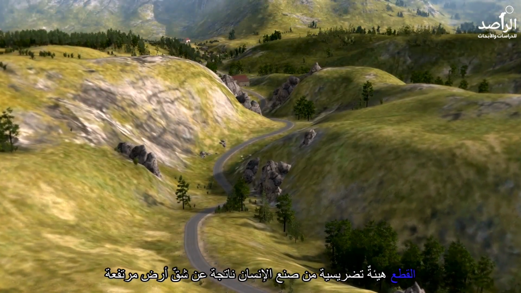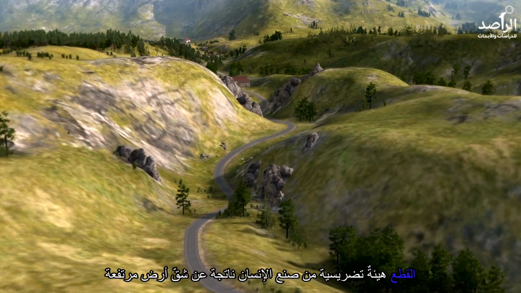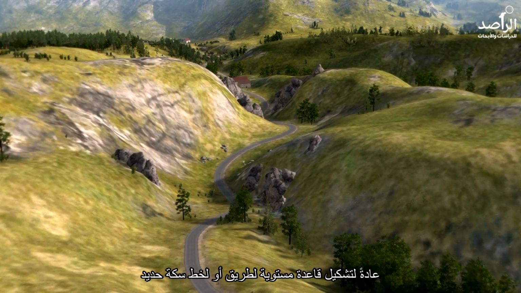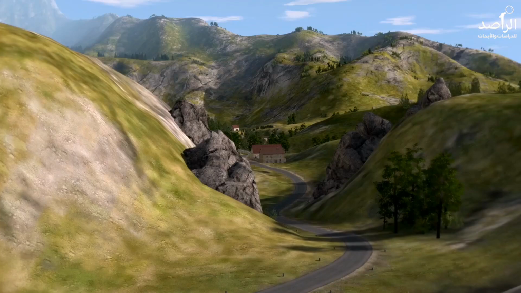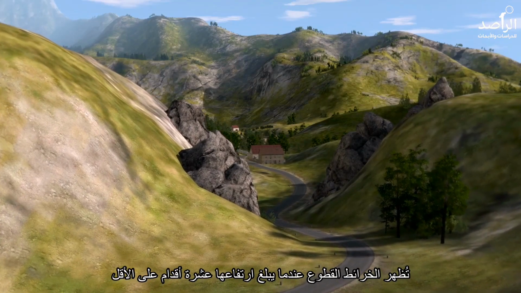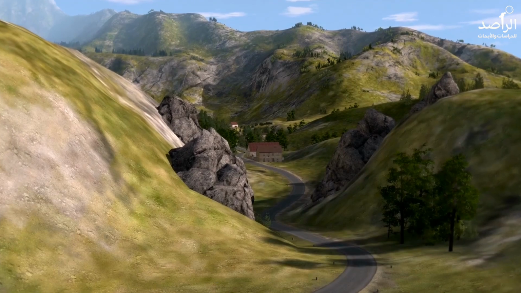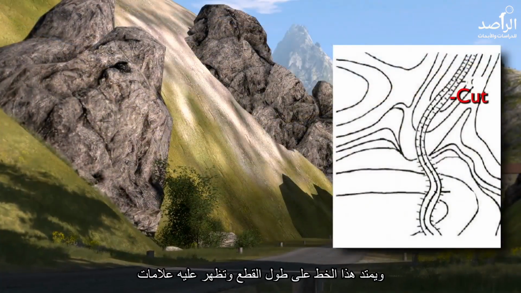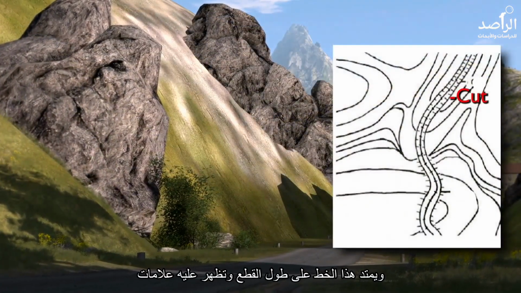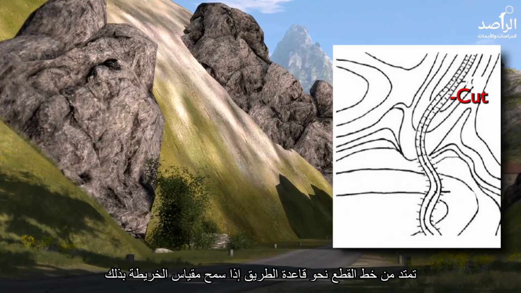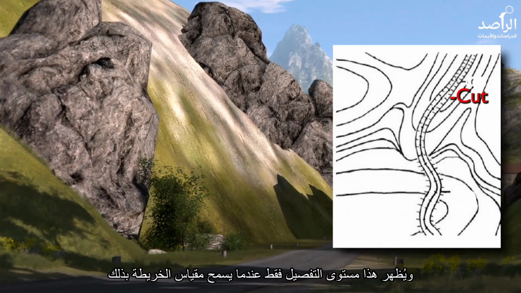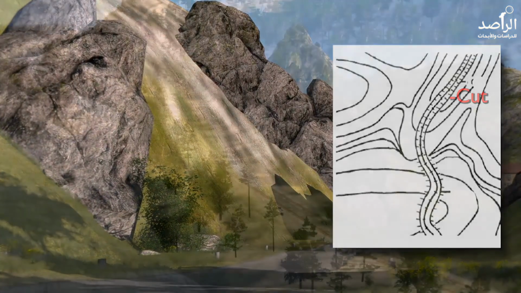A cut is a man-made feature resulting from cutting through raised ground, usually to form a level bed for a road or railroad track. Cuts are shown on a map when they are at least 10 feet high and they are drawn with a contour line along the cut line. This contour line extends the length of the cut and has tick marks that extend from the cut line to the roadbed, if the map scale permits this level of detail.